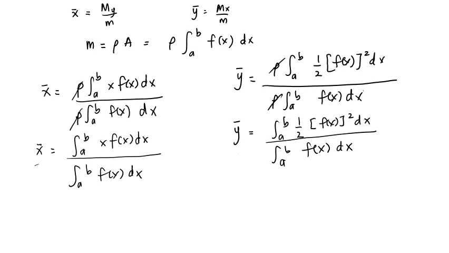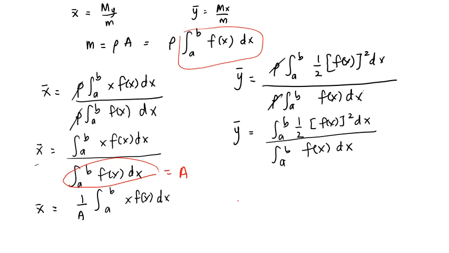Okay, so in summary, you can write the center of mass of the plate also in terms of A. So x bar is equal to 1/A times the integral from a to b of x f(x) dx, because this whole integral of f(x) dx is equal to A. Similarly for this one, y bar is equal to 1/A times the integral from a to b of 1/2 f(x) squared dx.